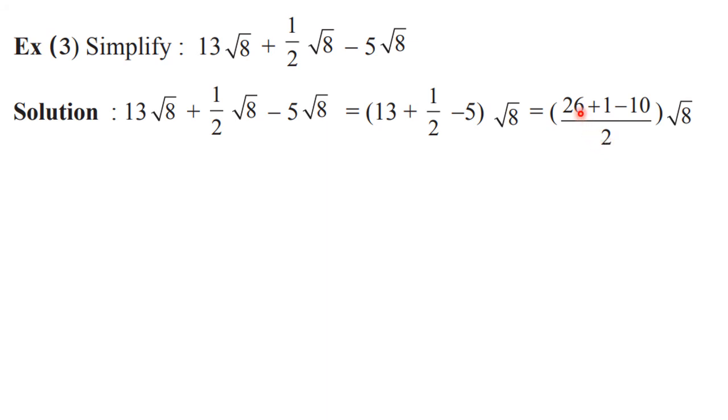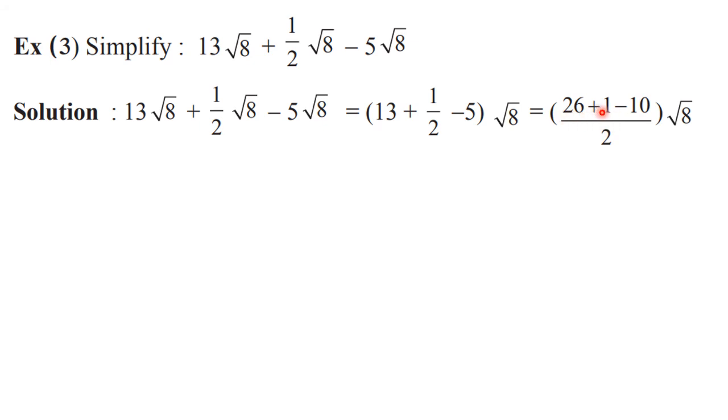How can you observe it? See, 26 divided by 2, you are going to get 13. 1 divided by 2, 1 upon 2. And here minus 10 divided by 2, minus 5. Okay, that means the original numbers do not change. We are multiplying in both places, in the numerator as well as in the denominator. Okay, now see, easily now we can add them.